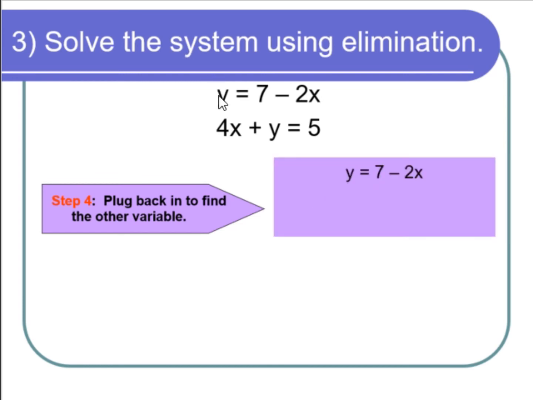Fourth step is to plug back in to find the other variable. In our equation 1, y is equal to 7 minus 2x. We were able to get the variable x as equal to negative 1. So, we substitute y is equal to 7 minus 2 times negative 1, which is the value of x. Negative 2 times negative 1 is equal to positive 2. And 7 plus 2 is equal to 9. Therefore, our value for y is equal to 9.